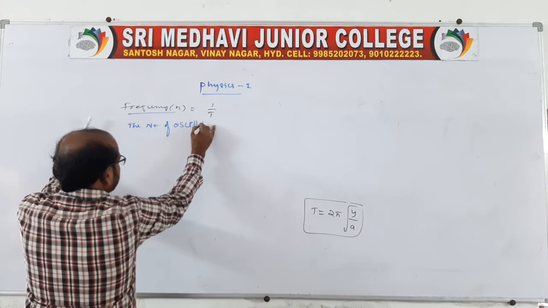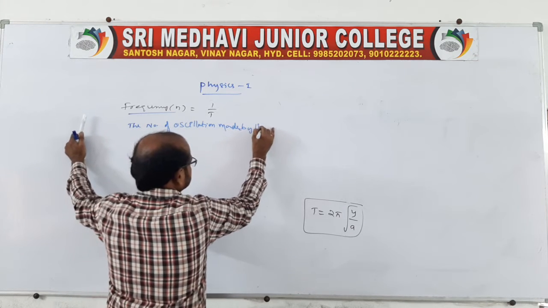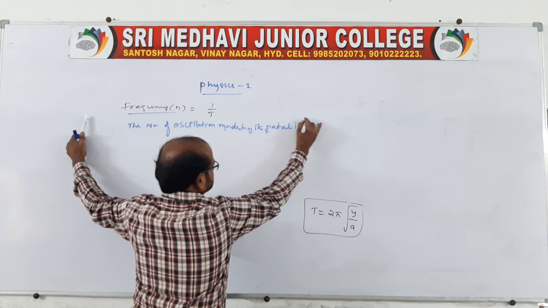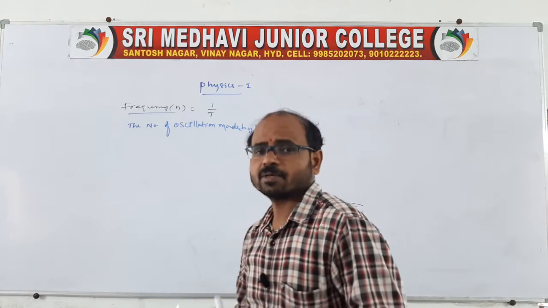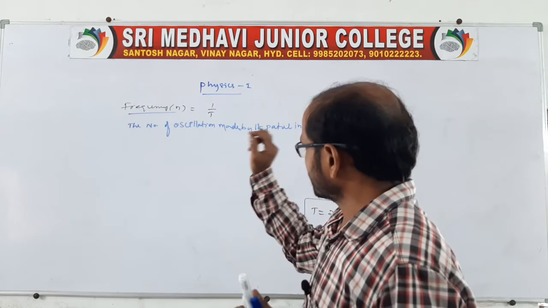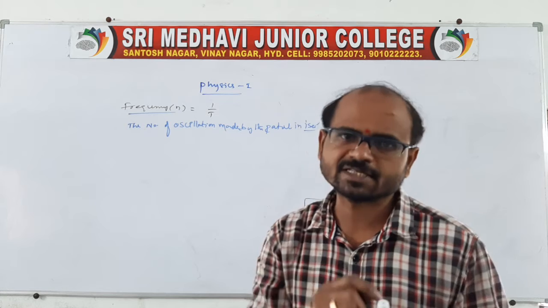Oscillation made by the particle in 1 second. That's what it is, a reciprocal. The time taken to complete one oscillation is nothing but the time period. Frequency is the number of oscillations made by a particle in 1 second, that is, completing a number of oscillations in 1 second.